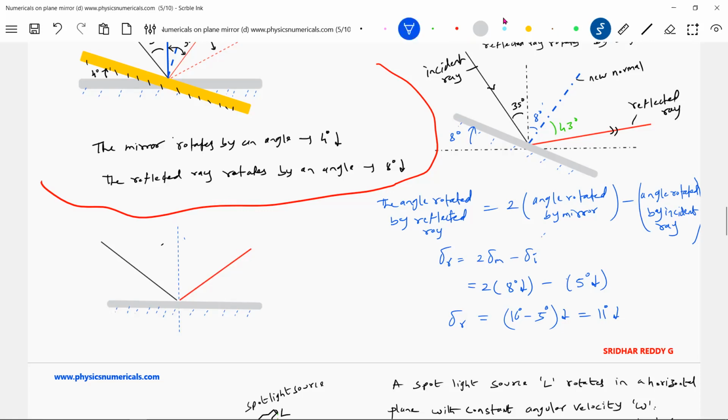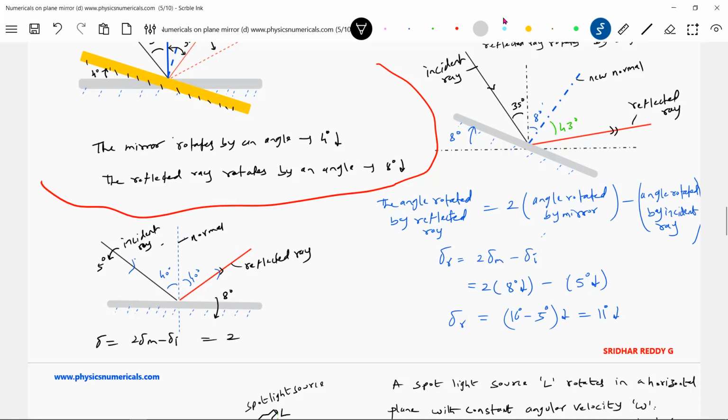Okay, now the same condition. This is the incident ray, this is the reflected ray. So what I do is rotate this in the opposite sense, and the mirror will be given 8 degrees. So this is the reflected ray, and this is the normal. I'm just asking what will be the deviation. So according to the formula, 2 delta m minus delta i. Let's substitute: the mirror rotated clockwise, so 8 degrees clockwise. What about the incident ray? It is given 5 degrees anticlockwise.